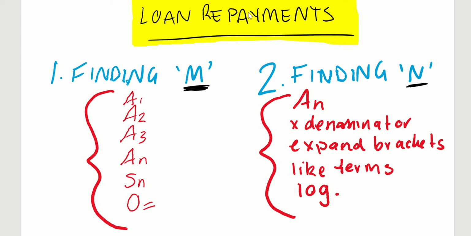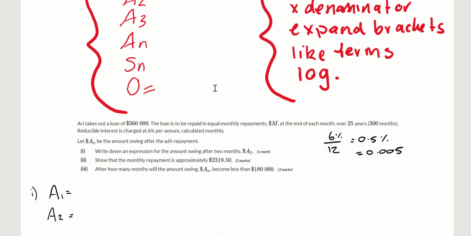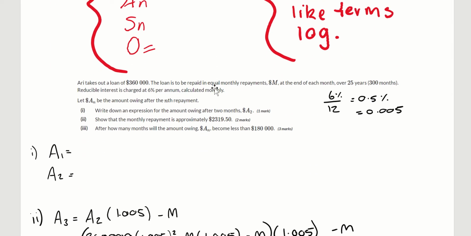Let's start straight away with this HSC question I gathered. It's a good question because it's asking both. Okay, so part 1 is just easing you into it. Part 2 is a finding M, the monthly repayment, and part 3 is finding N, how long something would take.